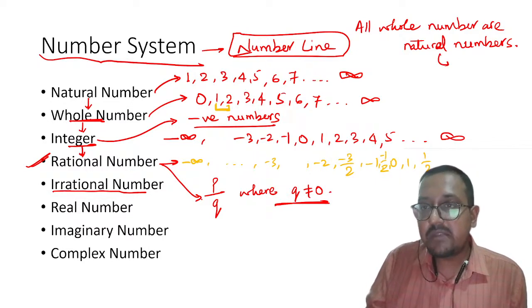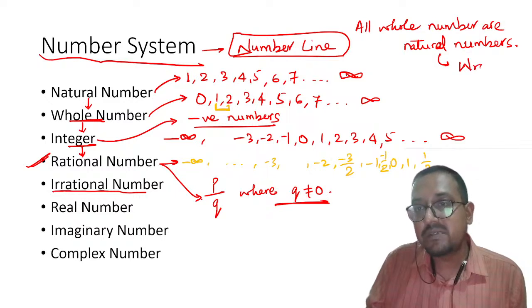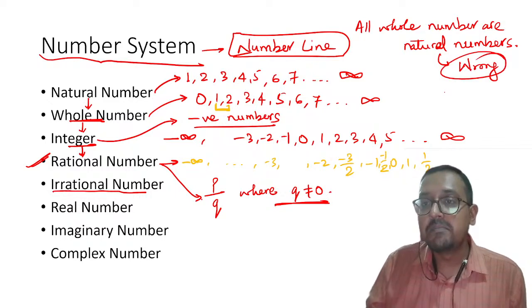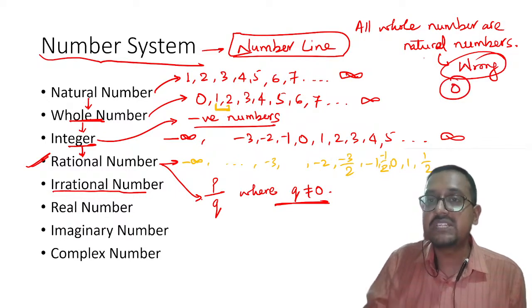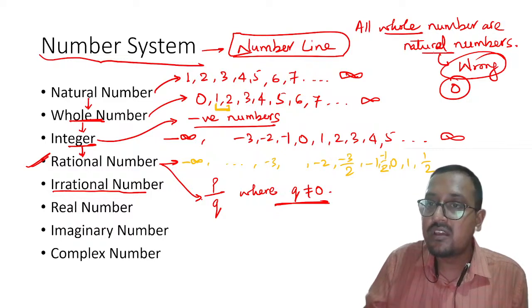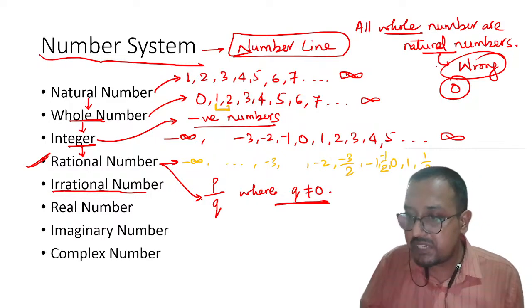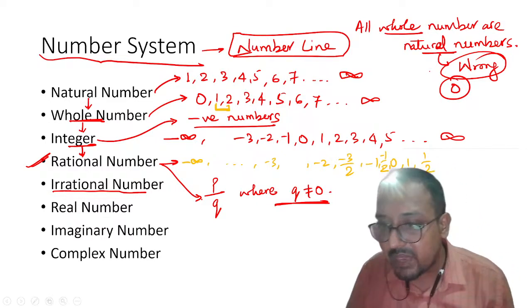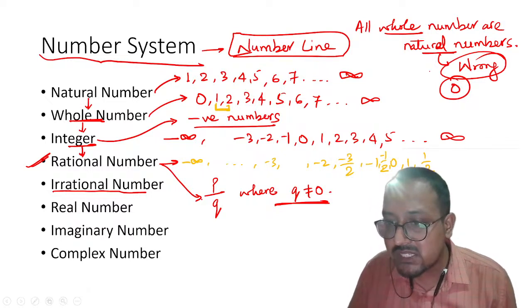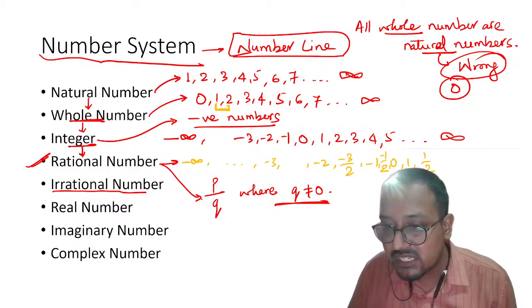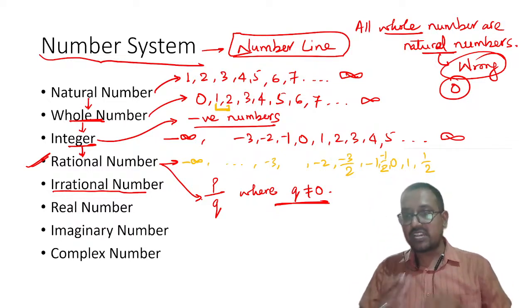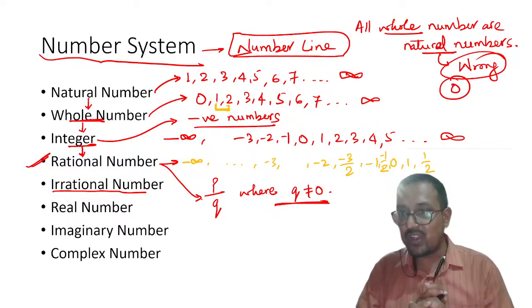This statement is wrong. Please remember the statement is wrong. Why wrong? Because there is zero, which is a whole number but not a natural number. Yes, Abhishek is correct. Yes, Rakesh, that's correct. Awesome. Thank you for answering.